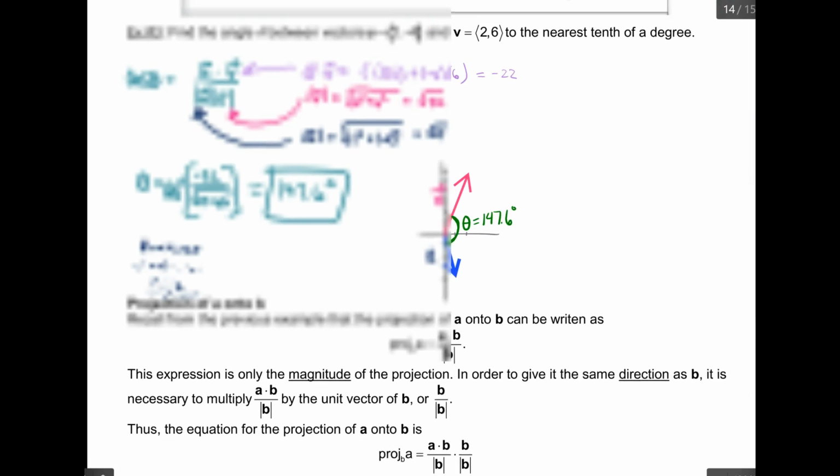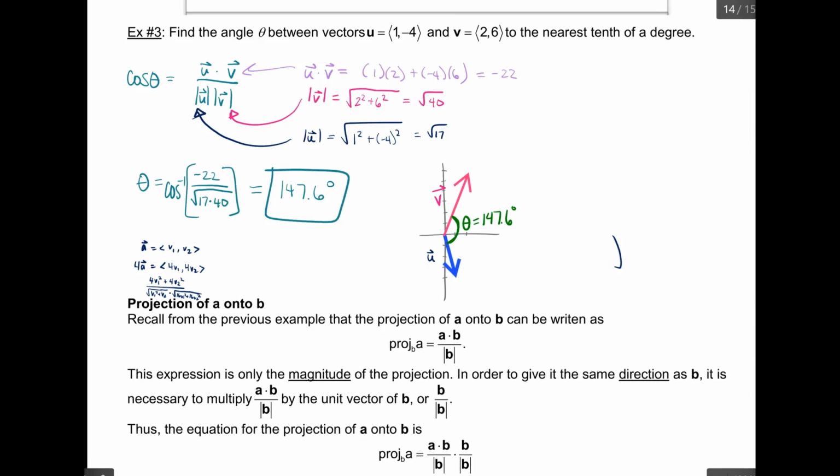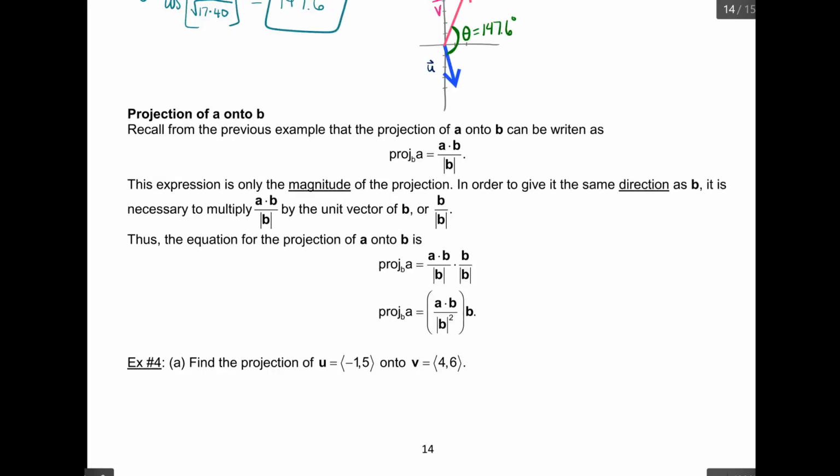Anyway, that's one way you could do it. Or you could just draw it: if this is the first vector, and it's literally 4 times the length, it's going to be the same thing. Okay, so let's finish the lesson.